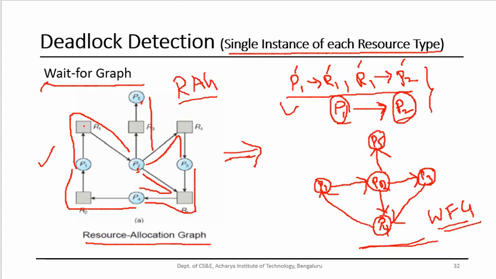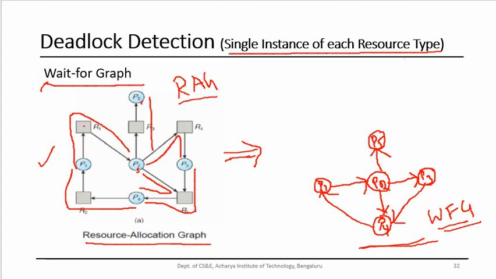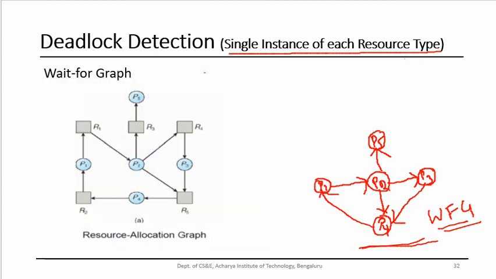Let me rub these things so that it looks a little neat. Okay, let me rub whatever I've written here. Okay, looks a little neat. Now this is the wait for graph version of the resource allocation graph. Now we use this data structure to find if there is any cycle in the wait for graph.